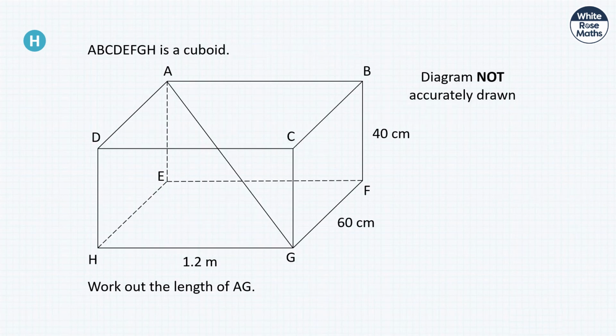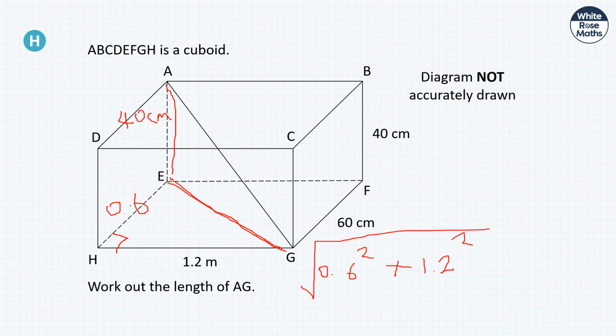Okay, so work out the length of AG. So that would be AE plus EG. Now, I've got to work out what EG is first. AE, I know that's equal to 40 centimeters. To work out EG, that would be this one here, so that would be 0.6 here. I'll put that in meters here and then change it at the end. So that'd be this squared plus this squared, because that's my right angle here, you can see. So it'd be 0.6 squared plus 1.2 squared square rooted to work out what that would be, EG.